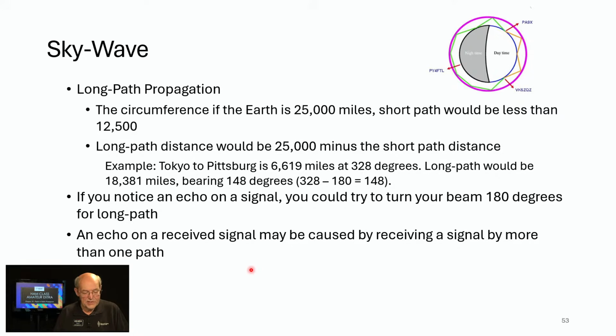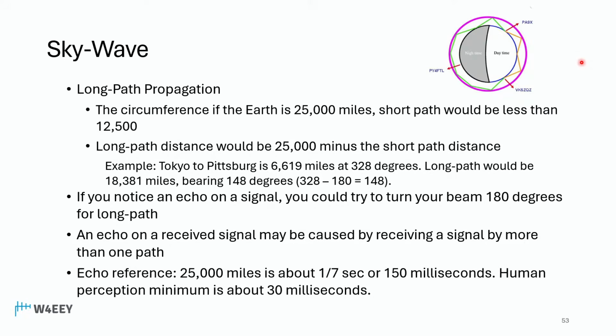An echo on a received signal may be caused by receiving a signal by more than one path. In this case, going around the world one way or going around the world the other way. So here's our relative distance related to milliseconds. Go all the way around the Earth in about 150 milliseconds, but we can perceive a change or an echo at about 30 milliseconds. So that's why this works.